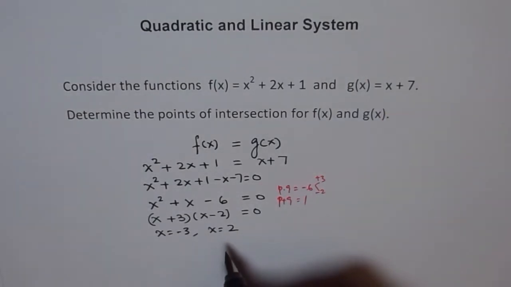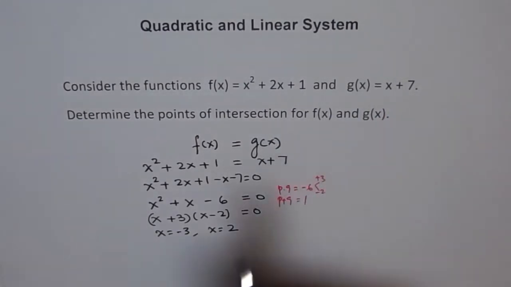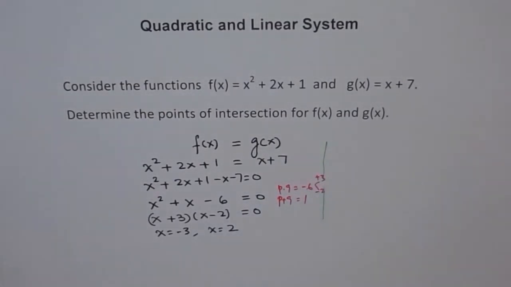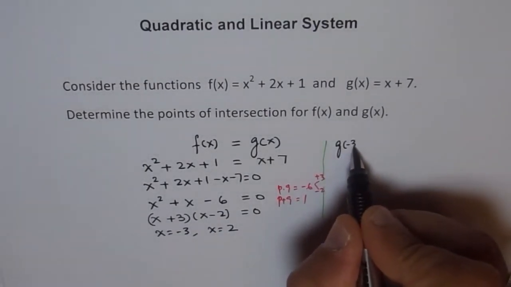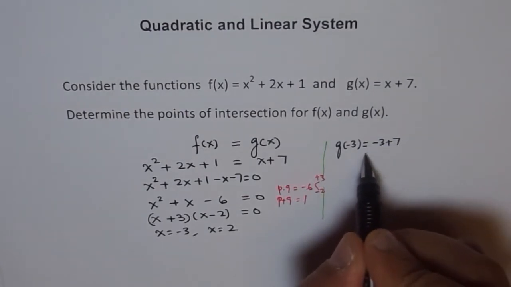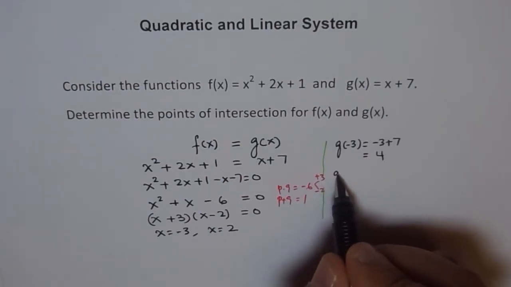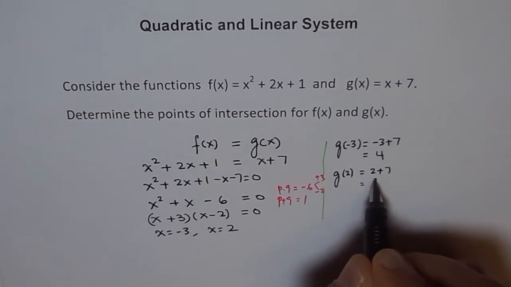And now we have the x values. To find the y values, we have to plug these values into a function. Any one will do for us, but we should prefer to use the line, which is simpler to calculate. So find what g of minus 3 is. g of minus 3 equals minus 3 plus 7, which is plus 4, right? And what is g of 2? g of 2 is 2 plus 7, which is 9.